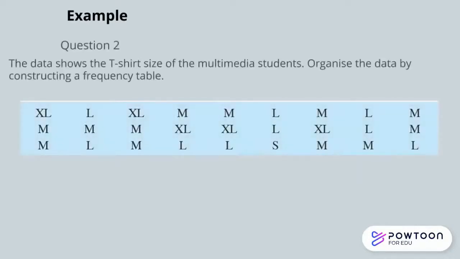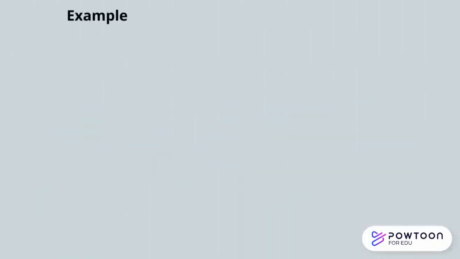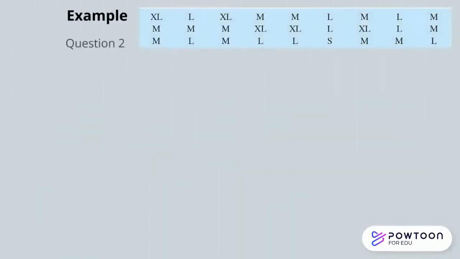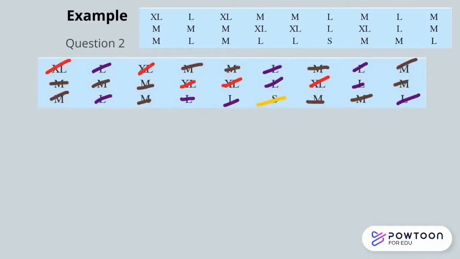Let's move to question 2. The data show the t-shirt size of the multimedia students. Organize the data by constructing a frequency table. Let's do the question. You have to follow the same steps from the previous question. You can also just straight away sketch your data without adding the tally column, just like this.